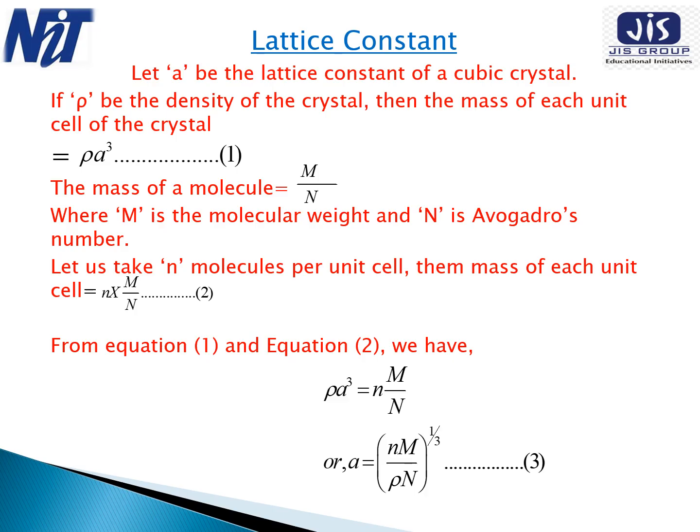Lattice constants. The numbers a, b and c specifying the size of the unit cell, what we have conventionally called the unit cell, are called its lattice constants. For cubic lattices, we take a single number a which serves as the lattice constant. So if a is the lattice constant, then the volume of the unit cell will be a cube.